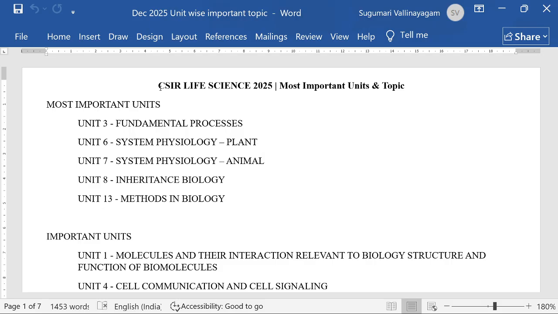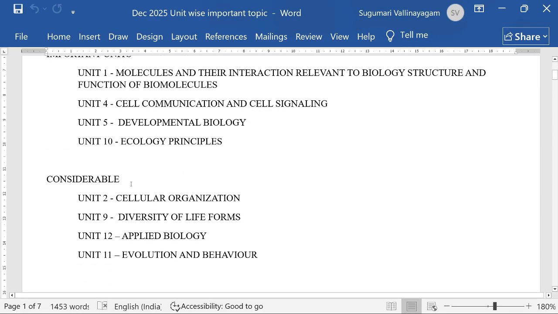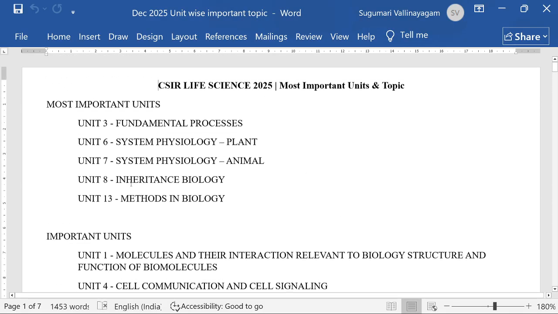Here I am listing out some important topics: which units are very important and which units are least important. Based on that, we have segregated the total 30 units in the syllabus into three categories: most important, important, and considerable. Most important is fundamental processing, which is the third unit of CSIR.